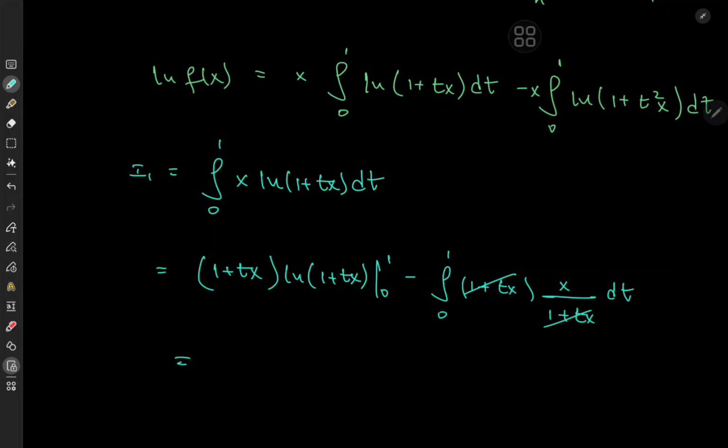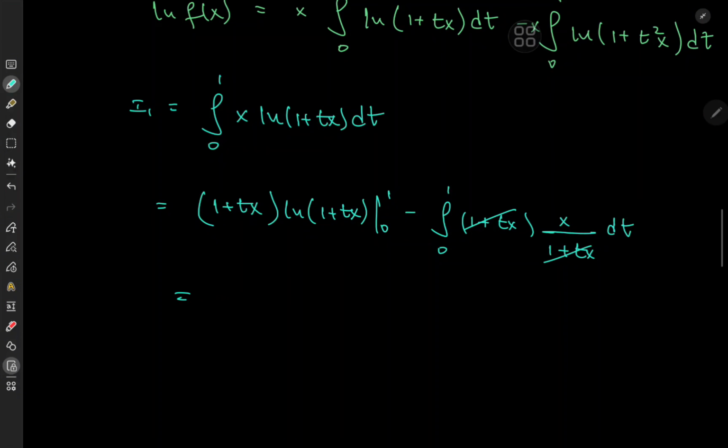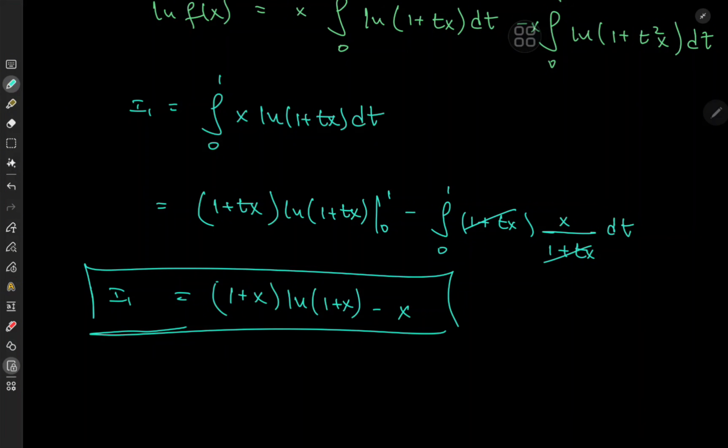As t tends to 0, you get log 1, which is 0, and as t tends to 1, we will get 1 plus x times the logarithm of 1 plus x again, minus x times the integral from 0 to 1 of dt, which is just going to be equal to 1. So there you have it. That is the integral I sub 1.